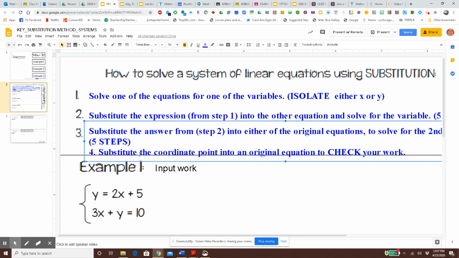Then once we have the value for one of the variables, right? We solve for x or we solve for y, it doesn't matter. We get the value for one of them. We take that value, we substitute it back in so we can solve for the other, the second variable. So if we solve for x first, then we still need to find the value of y. If we solve for y first, we still have to find the value of x.